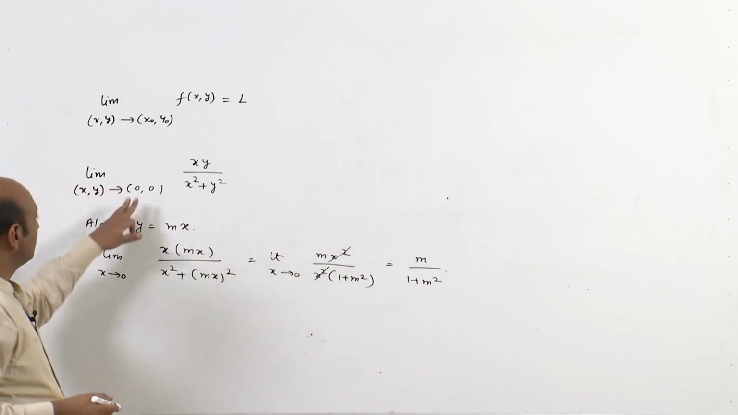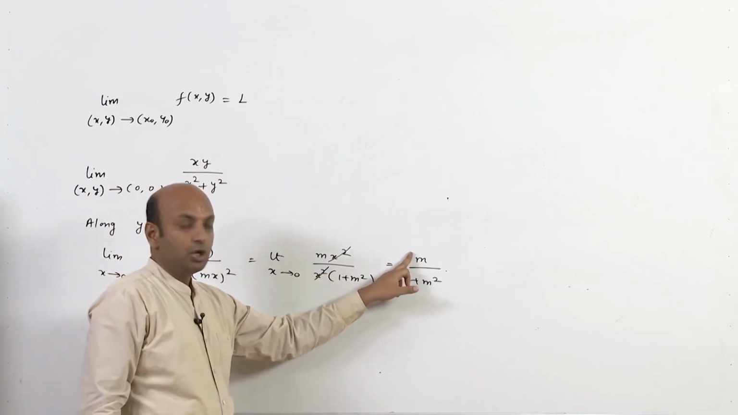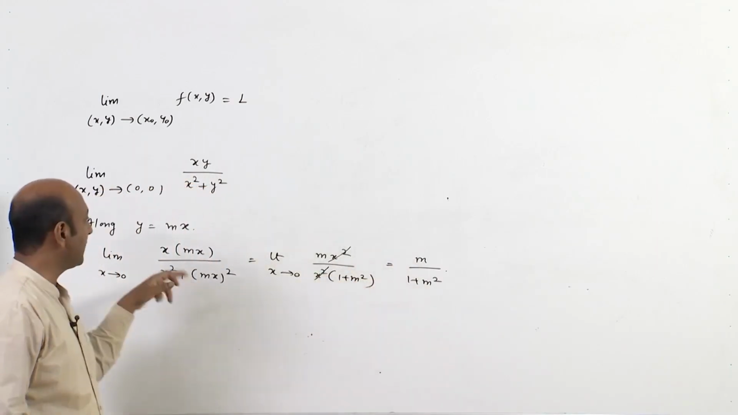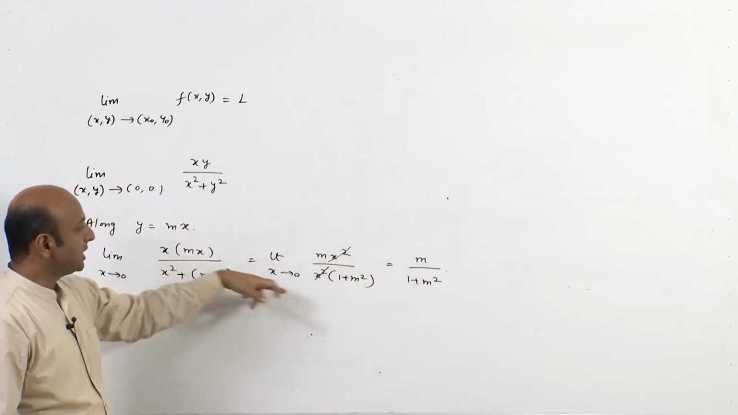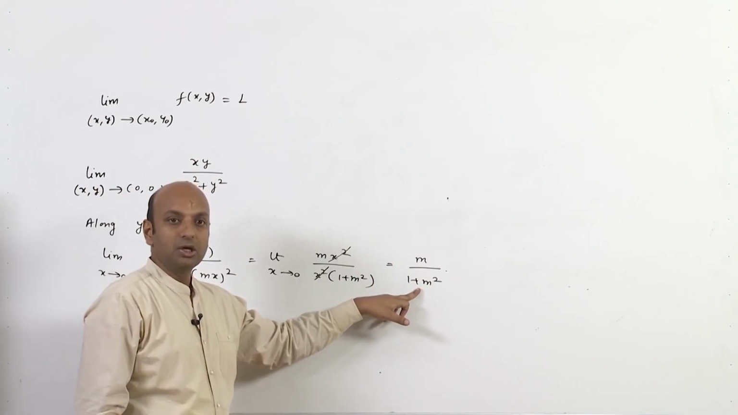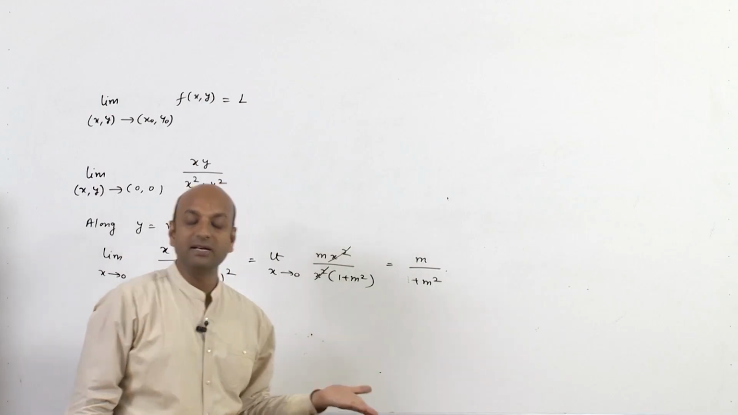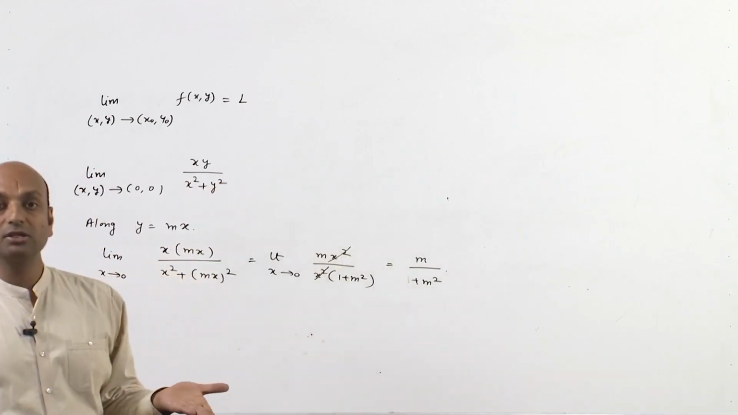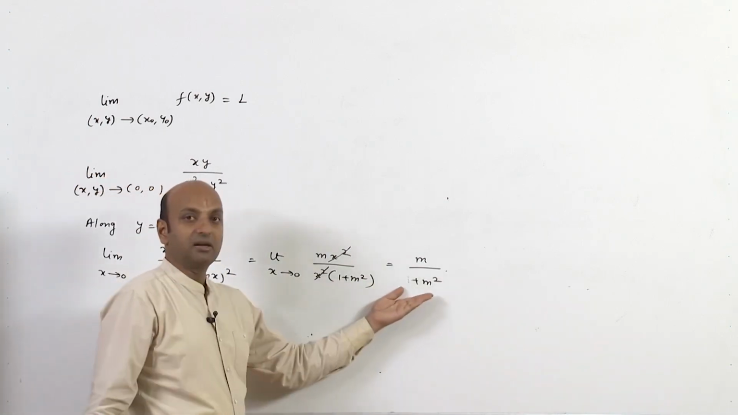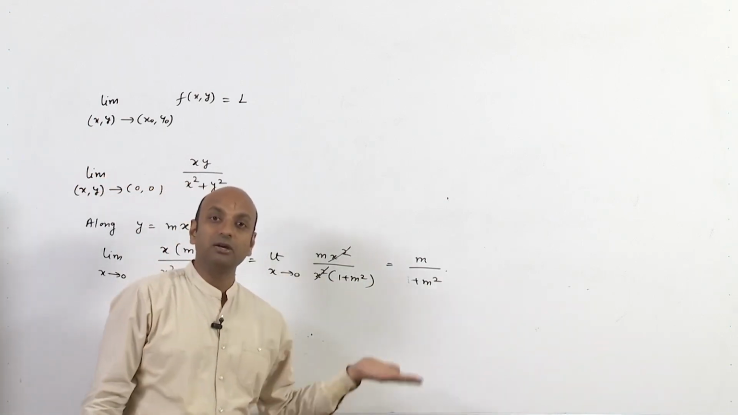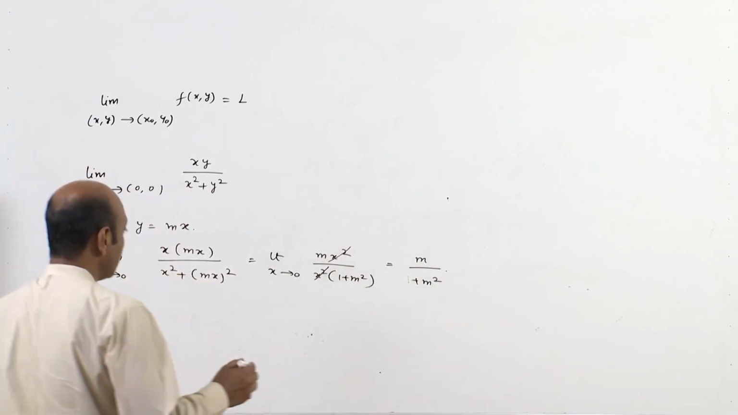Now, this value of the limit comes out to be dependent on m. You take different values of m, say you take m equal to 1, this value is 1 by 2. You take m equal to 2, then this value is 2 upon 5. So, for different values of m, the values of the limit are different. This means the limit does not exist, because now it is path dependent. We take different paths, the values are different, it is path dependent. However, if the limit exists, it must be path independent. So, it depends on m.